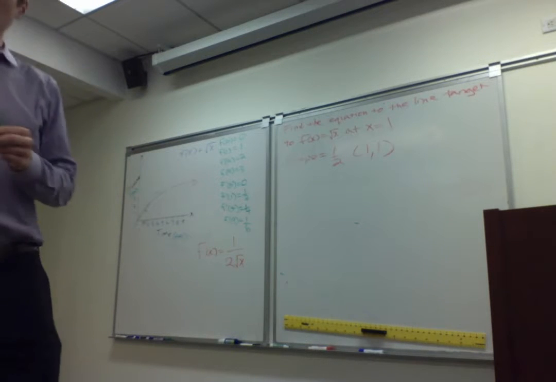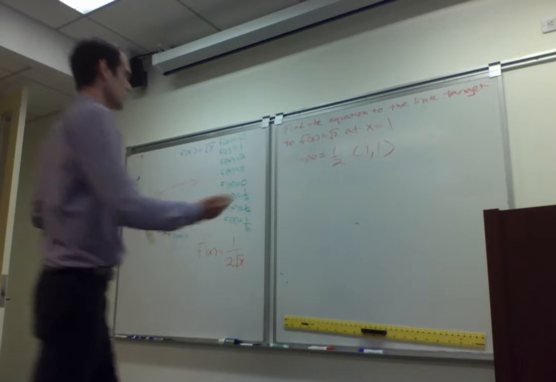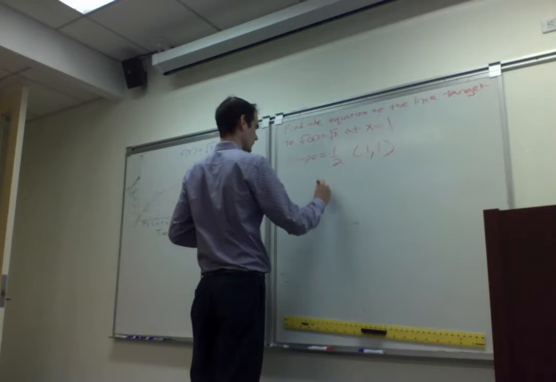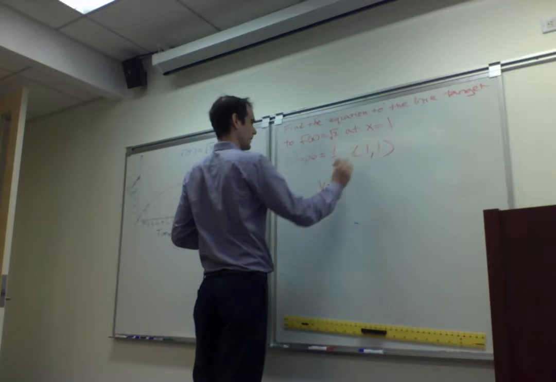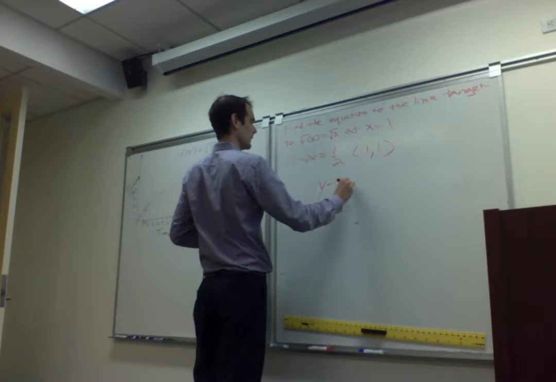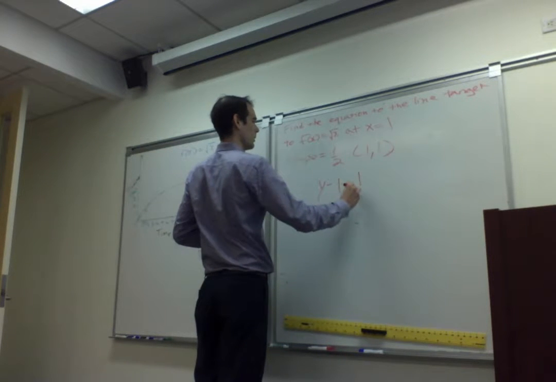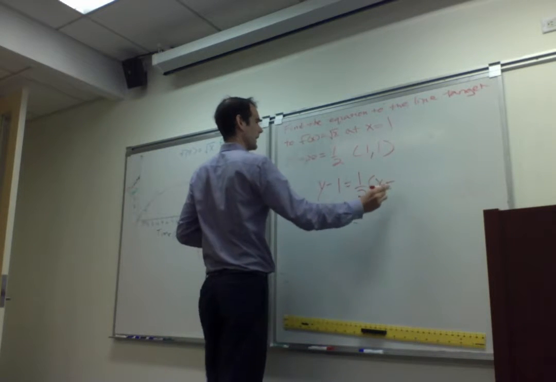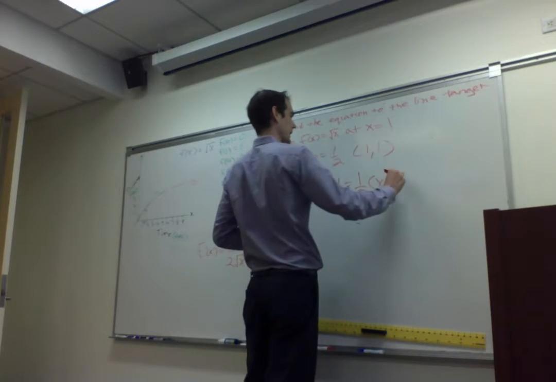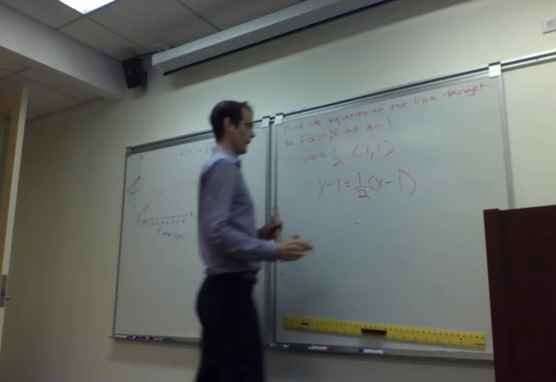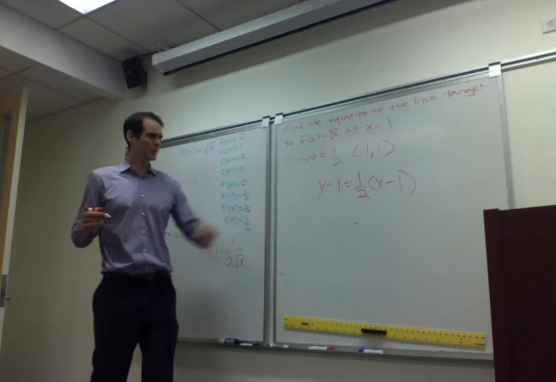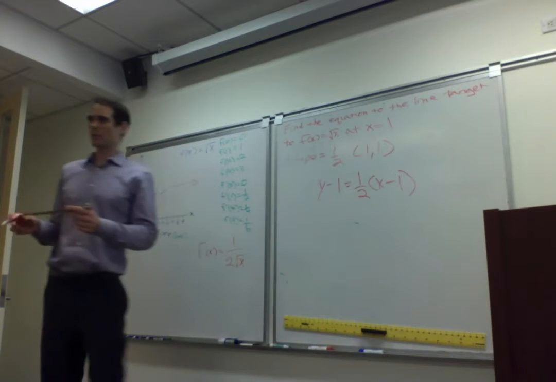Point slope form: y minus y1, where y1 is the actual y. So we write y minus the actual y of 1 equals the slope 1/2 times x minus x1, which is the actual value of x. And then that's it. We just solve. Does everyone understand how I got this point slope form?